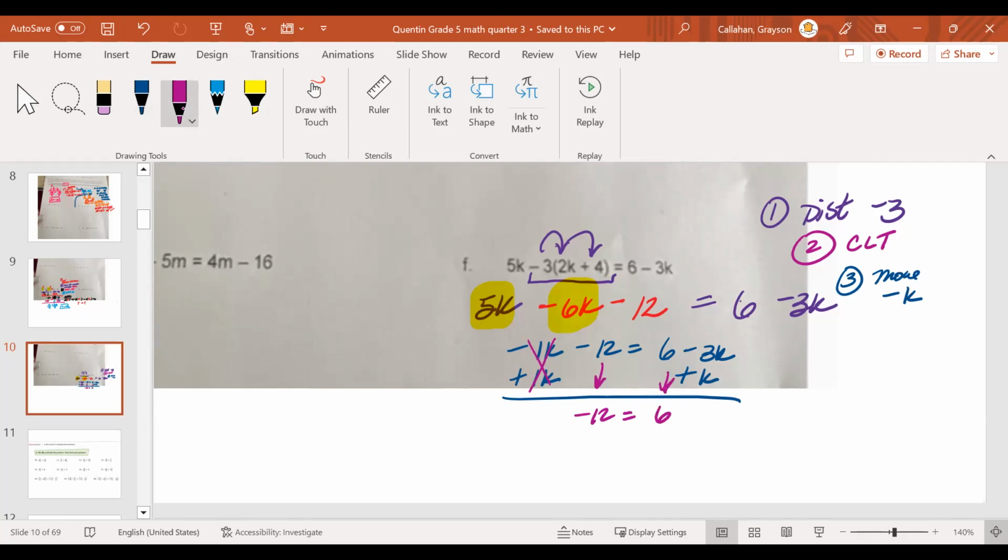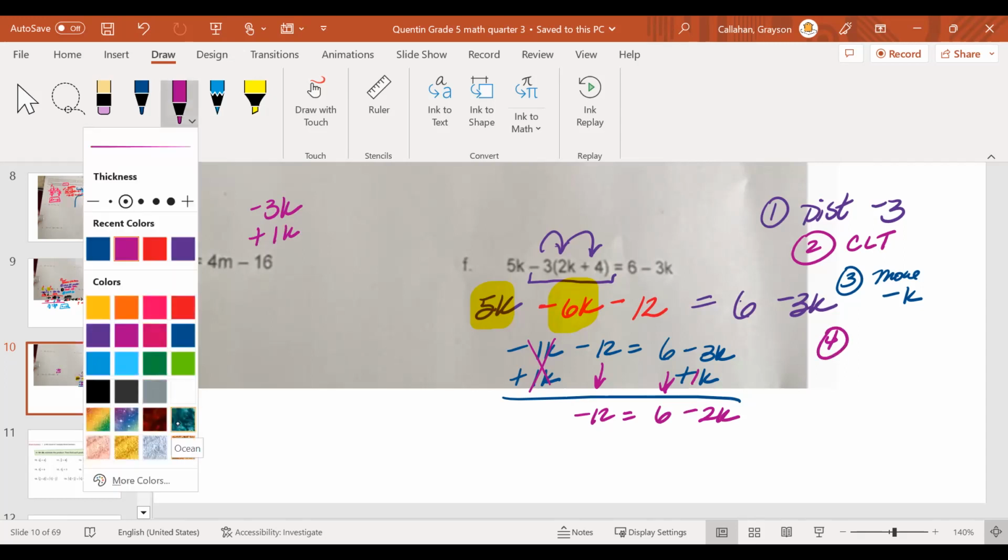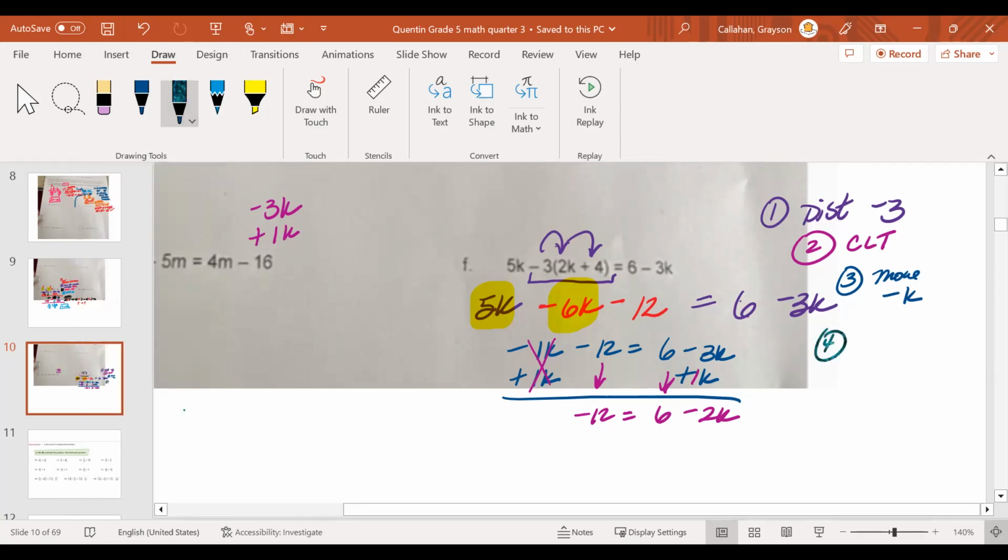Bring down the 6. What's negative 3K plus K? It's like saying plus 1. So what's negative 3 plus 1? There's a 1 in front of it. Yeah, negative 2K. Okay, step number 4. What do you do next? Yes, minus 6 on both sides.